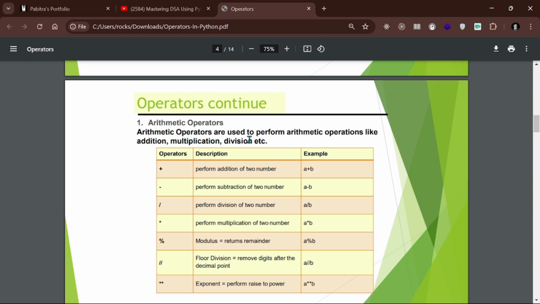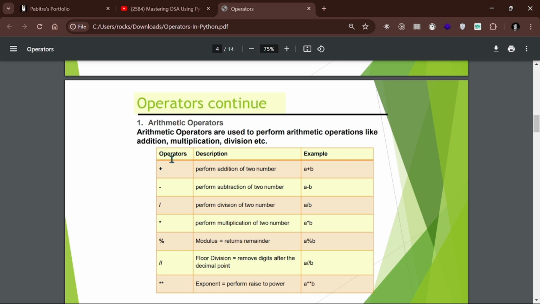These are the bread and butter of mathematical operators in Python. Here I have already told you that we have the addition operator, which performs addition of two numbers. Then we have the subtraction operator, which performs subtraction of two numbers. The division operator performs division of two numbers. The multiplication operator performs multiplication of two numbers. Okay, I think you know all of these four operators.